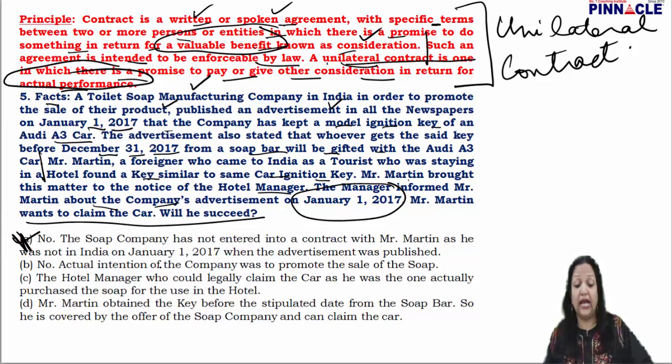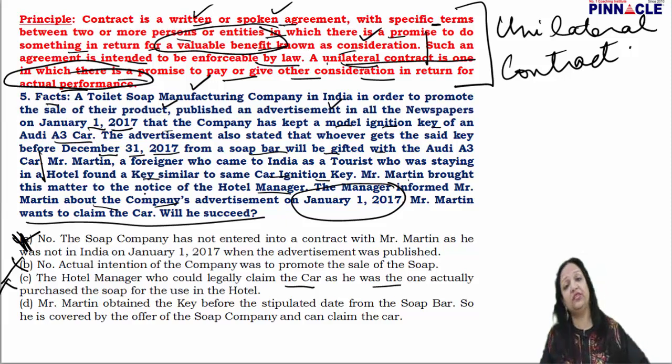Second one is no, the actual intention of the company was to promote the sale of the soap. No, the company has very clearly mentioned in their advertisement that anybody who finds the key is going to be gifted with the Audi. So it is not correct. Second one is also incorrect. Third, the hotel manager could legally claim the car as he was the one who actually purchased the soap for use in the hotel. No, it has not been mentioned here. It very clearly says the advertisement stated that whoever gets the said key, the person who gets the key. It is not mentioned who will purchase it or use it.